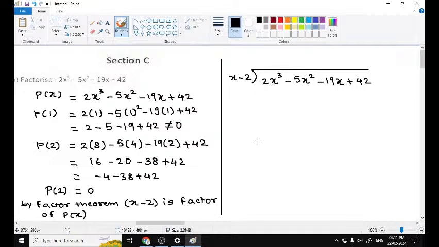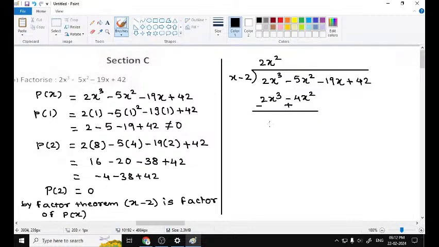Now how to find out first term in quotient? Consider first term in the dividend divided by x. So this gives 2x square. Multiply by this quotient term to both the terms in divisor. This multiplication is 2x cube. This multiplication is 4x square. As this is positive and this is negative, answer is negative. We have to perform subtraction, so let us change the signs.